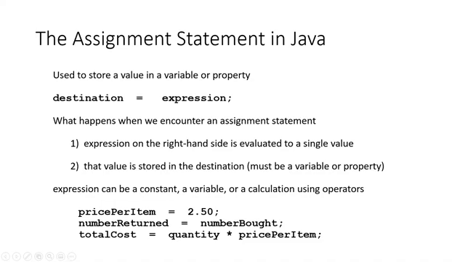And the left-hand side must be a variable or a property. The expression on the right-hand side could be a constant, it could be a variable, or it could be a calculation using operators. Here we have a constant on the right-hand side. That exact value is stored in price per item. Here, number bought on the right-hand side, we would look up the current value of that property, and whatever that value is, we would store it in number returned. So we would copy that. After this, those two properties would have the same value. And on the right here we have a calculation. I'll talk about what the asterisk means in a second. We work out the result of this and then we store the result in total cost.